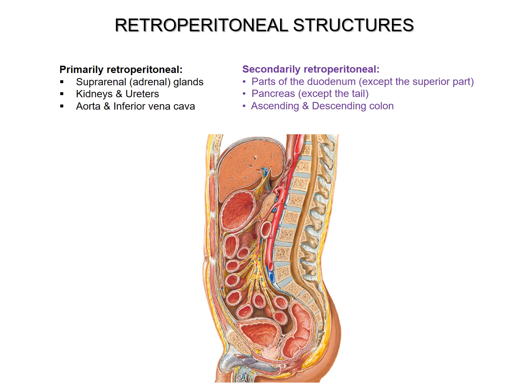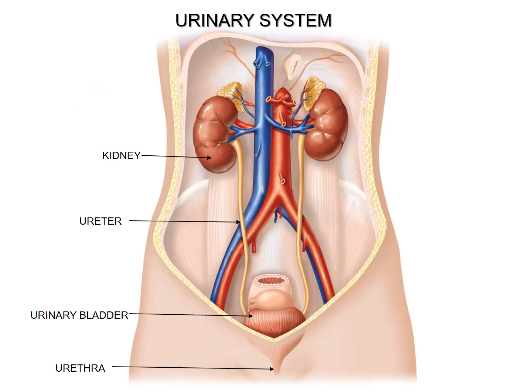Secondary retroperitoneal structures are the parts of the duodenum, except the superior part, pancreas, except the tail, and ascending and descending colon. This is the major part of the urinary system, but only the kidneys and ureters are the parts of the abdominal cavity. We shall start with the kidneys.